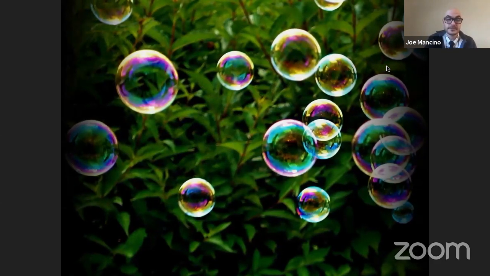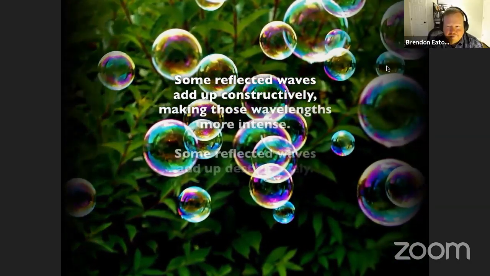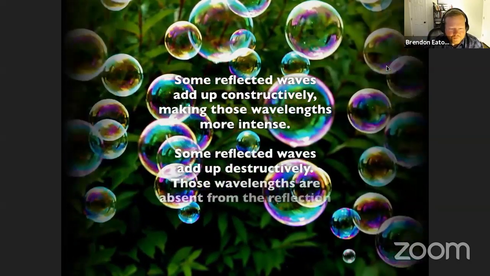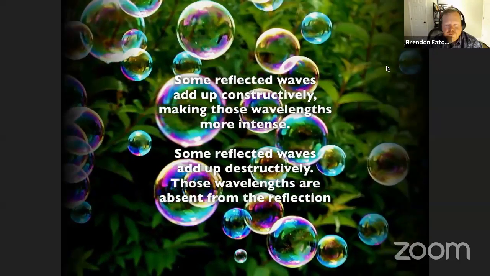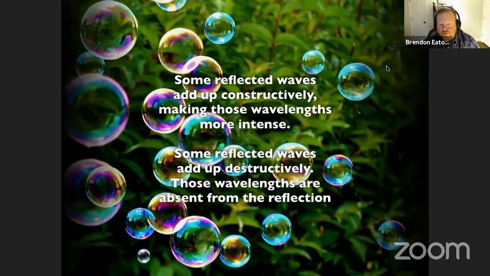Mr. Eden? Take it away. So I see everything except for green in that picture because I think the green is actually destructively interfering. So when some of those reflected rays add up constructively, those wavelengths are more intense, aka that color is more intense. So on the soap bubbles behind the text you see on the screen, I see purple, I see blue, I even see maybe a little bit of yellow. Those are the waves that are reflecting and they're adding up constructively, and I see them brighter.